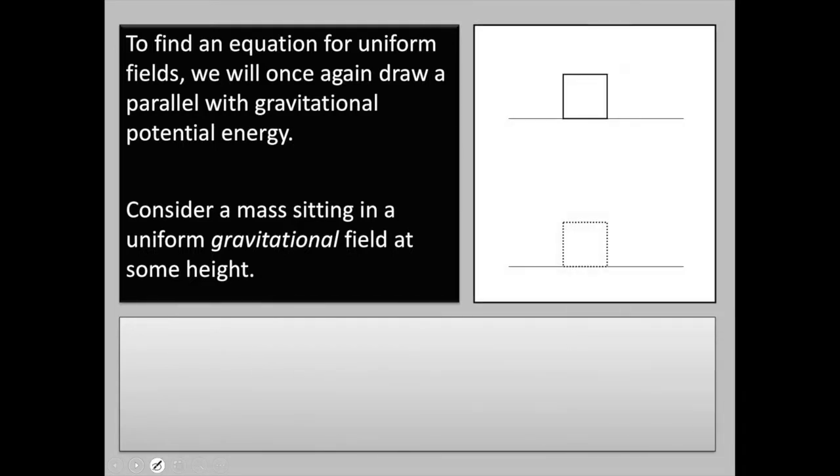So to derive our equation for a uniform field, we're going to again start with the analogy of an object in a uniform gravitational field, just like your room. And let's say that we have a block that's at a certain height and it's going to fall to a second height. We would say that at the initial height it has some sort of initial potential, and at the bottom it has some sort of final potential.